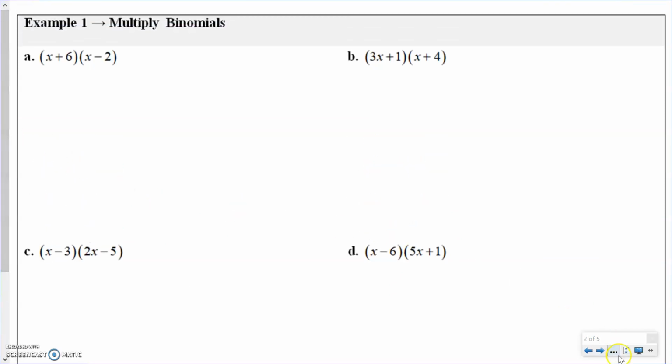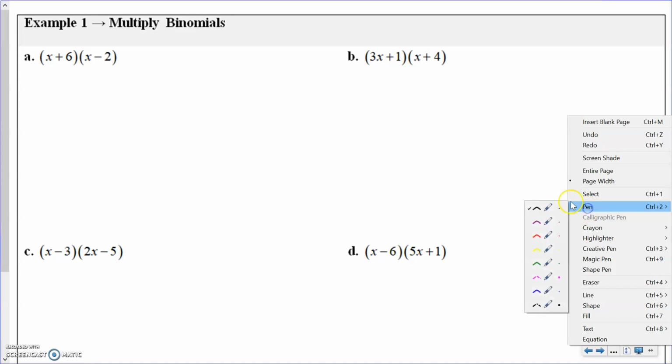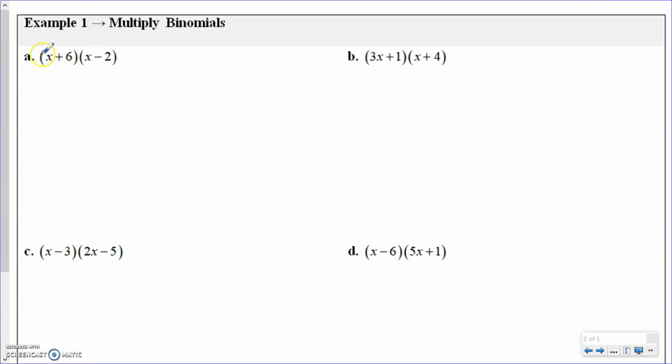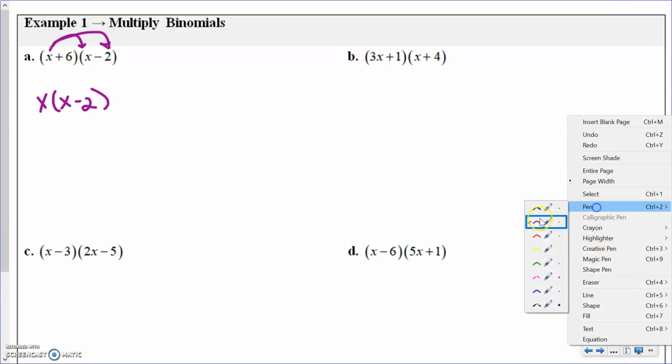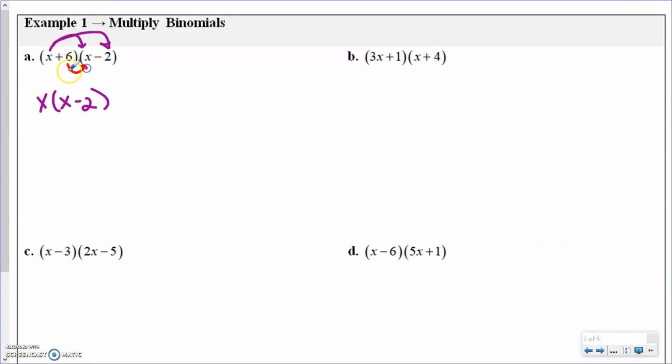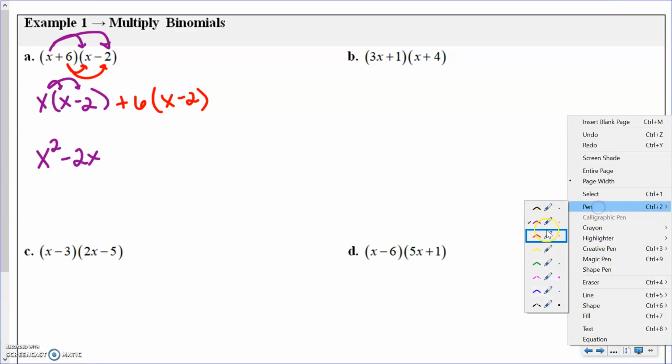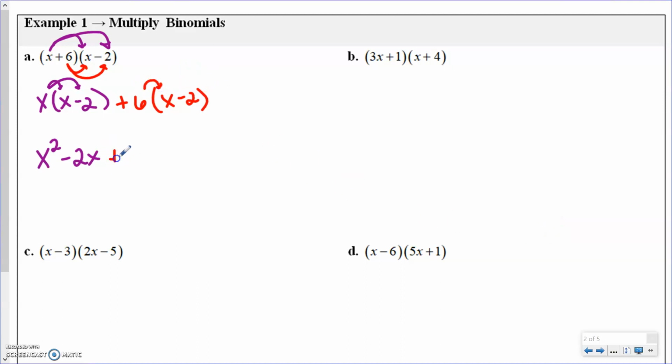I'll do my distributing method first, and then I'll do the box method second. So when I distribute, I'm going to do x times x and x times negative 2. Okay, so I like to write it like that so you can see that. And then I'm also going to do 6 times x and 6 times negative 2. And that 6 is positive. Okay, so going back, x times x is x squared. X times negative 2 is negative 2x. And then 6 times x is 6x, and 6 times negative 2 is negative 12.